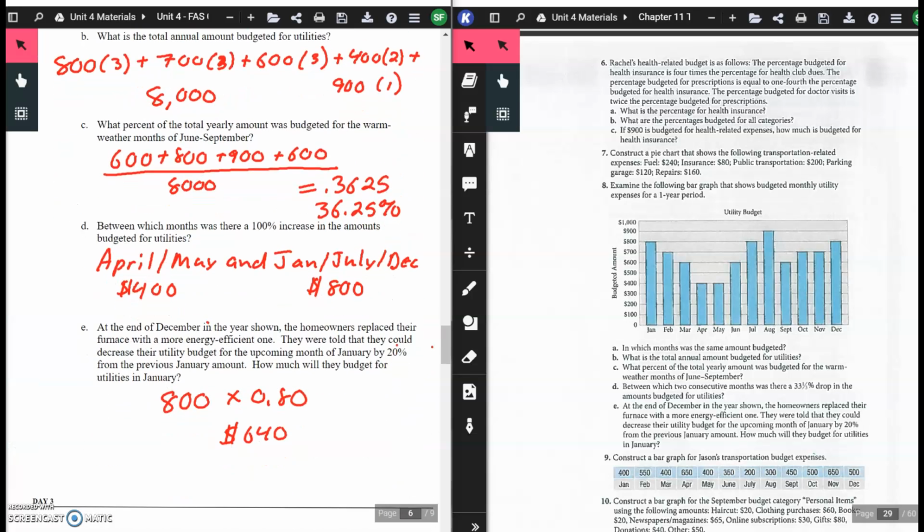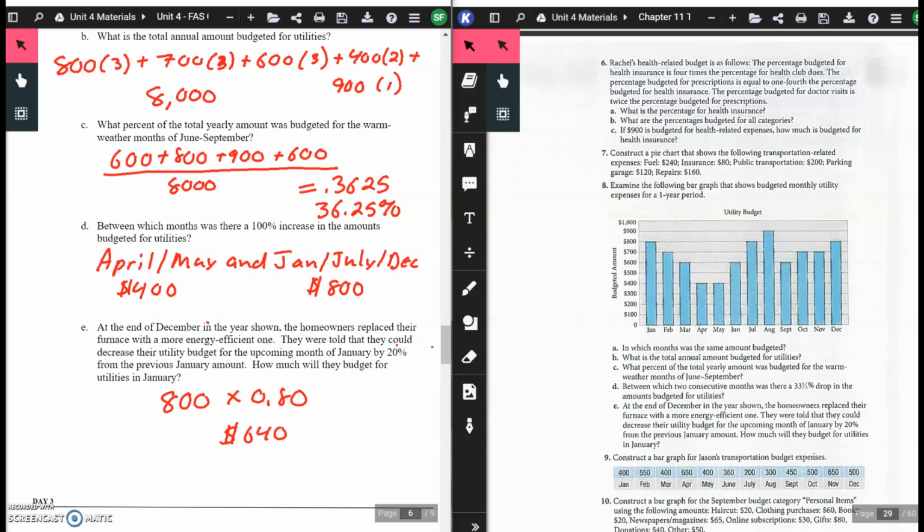Between which months was there a 100% increase in the amounts budgeted for utilities? Well, you have April and May at $400. You have January, July, and December at $800. So a 100% increase would be from $400 to $800.